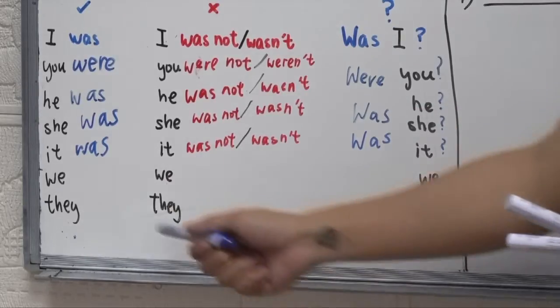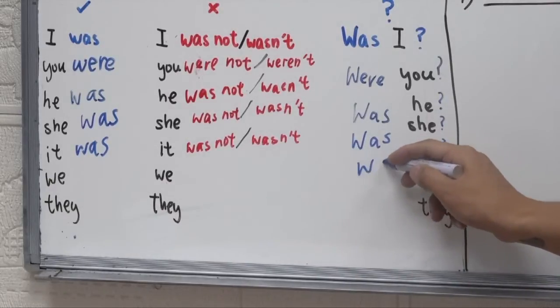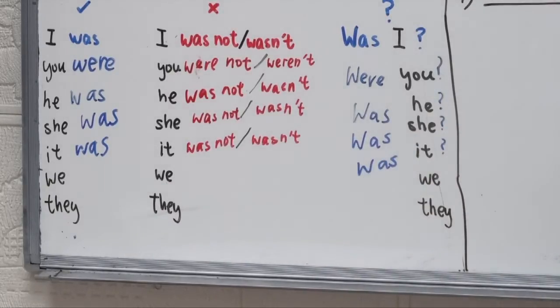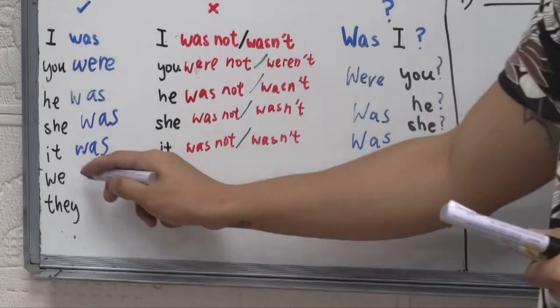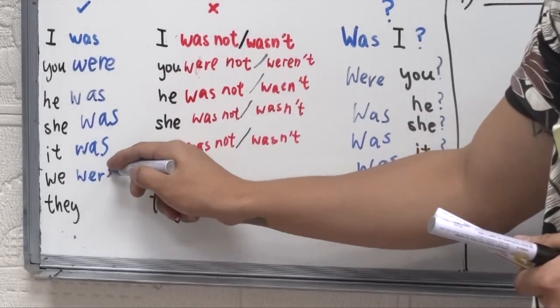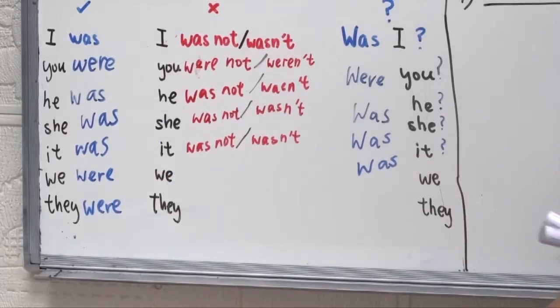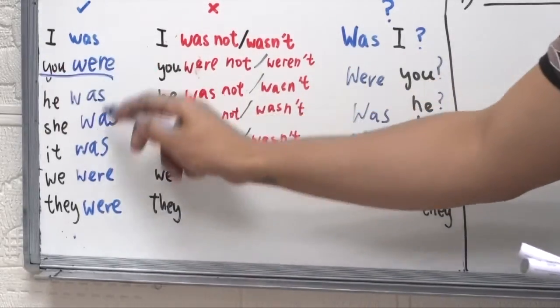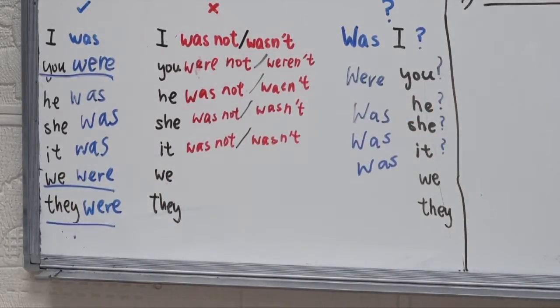And then lastly we have it was. Swap it again, becomes the question. So becomes was it. Okay? Was it? And then lastly we have we and they, alright? We and they are similar to were, right? So we were and they were. Alright?